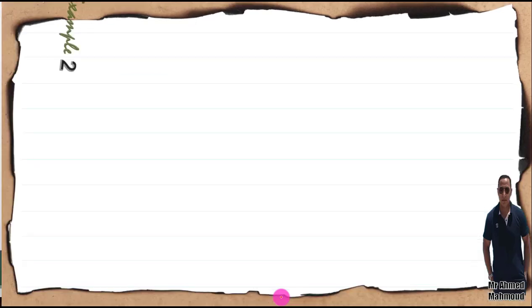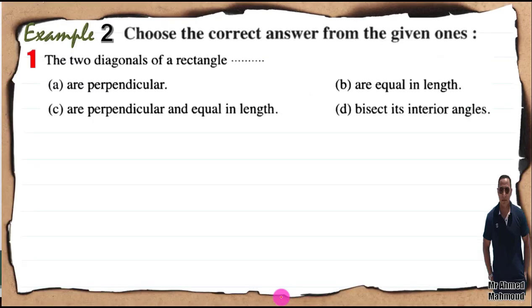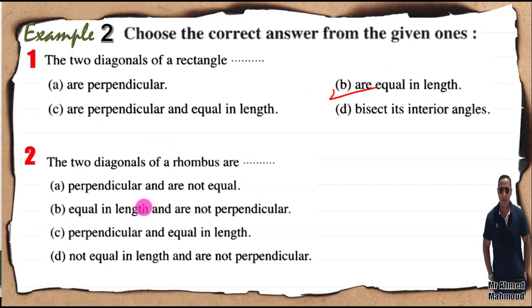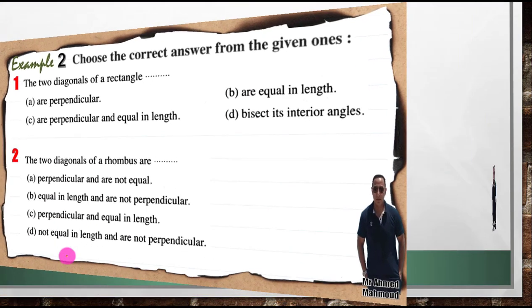Now example 2. In this example, choose the correct answer. The two diagonals of a rectangle are, okay, the diagonals of a rectangle are not perpendicular. Equal in length. Yes, it's equal in length. Number 2, the diagonals of a rhombus are perpendicular and not equal.